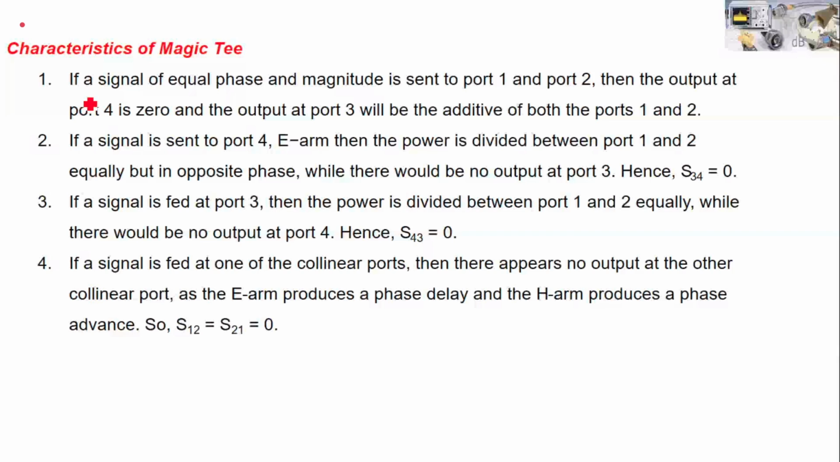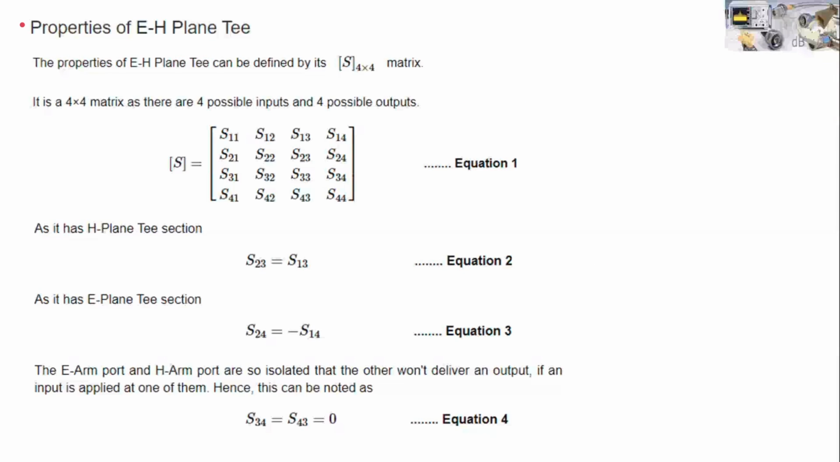So these are the characteristics of a matrix, which are more or less theoretical. You can just go through it. Nothing more conceptual in this. Conceptual is the calculation of your S parameters value of this particular magic T. Now it is a combination of what? E plane T and H plane T. That means how many ports it will be having? 4 ports. If it is having 4 ports, obviously it will be having how many cross how many matrix? 4 cross 4 matrix. So that 4 cross 4 matrix is represented here. That is nothing but S11 to S44.